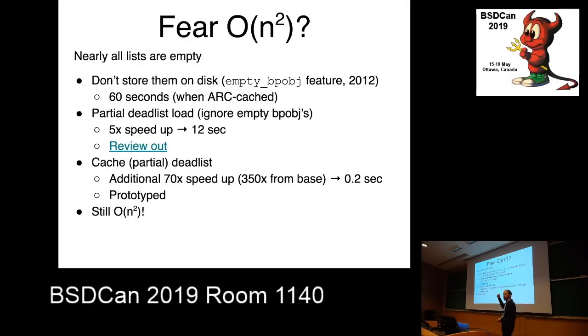Basically this change, partial deadlist load, is all about short-circuiting early on when we discover that this is a sublist that is empty. We shortcut our processing early so that we save time. And that gives us a 5x speedup, so down to 12 seconds.